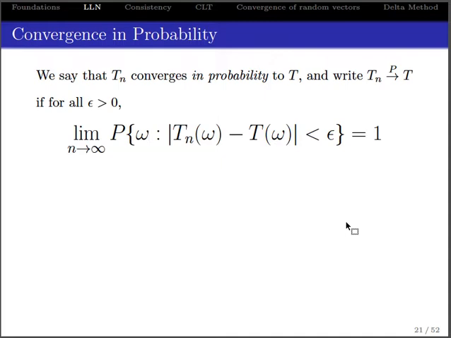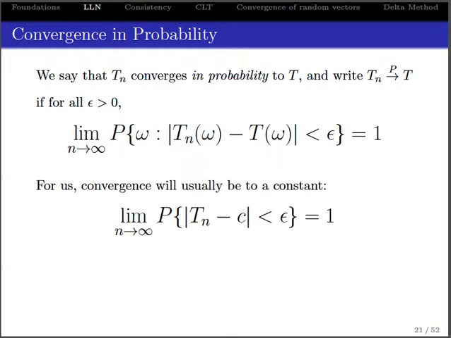That is to say, you've got a little margin around t of omega, a little band, if you will, where Tn and t are very close, and as long as in the limit the probability that Tn is very close to t is extremely high and gets higher and higher as the sample size approaches infinity, then we'll say that Tn converges in probability to t.